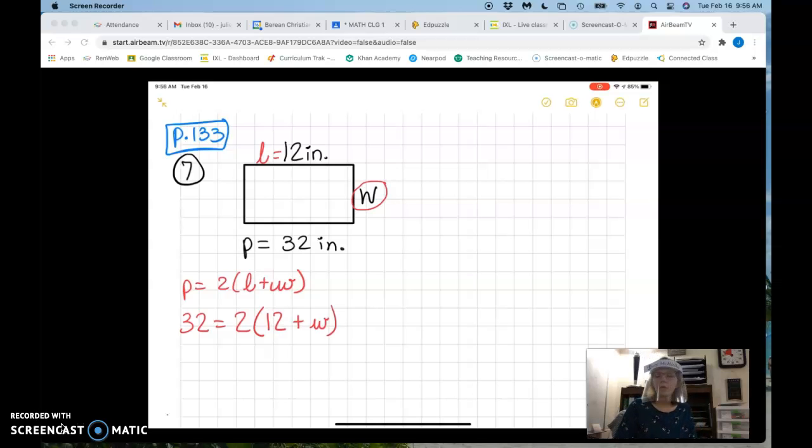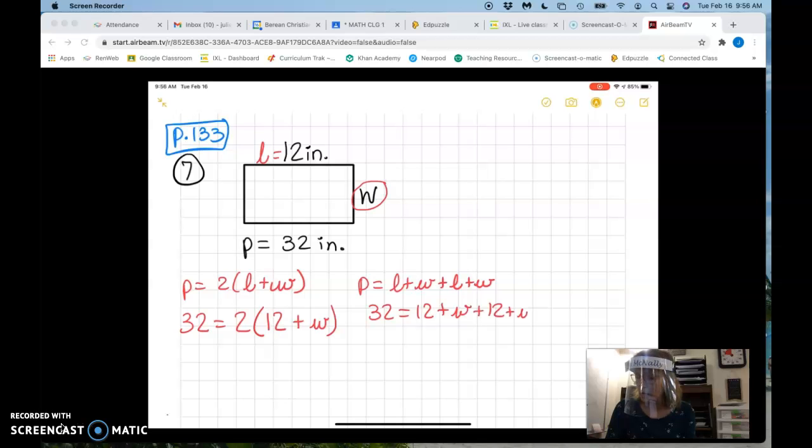Now, we have to solve this equation. And it's a little tricky to solve it. It might be easier for you if you would rather do the one that looks like this. You can just plug in the 32 for P, the 12 for the L, and leave the W's like that. And it might be easier for you to solve it like that, but either one will work. So I'm going to show you how to do this first one.